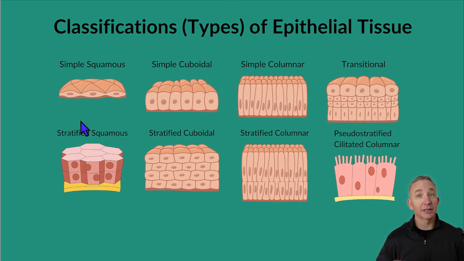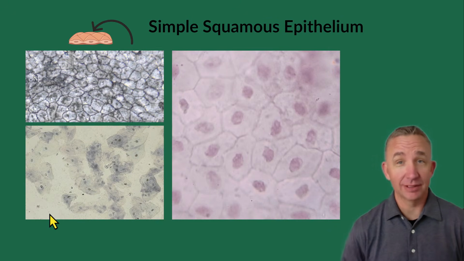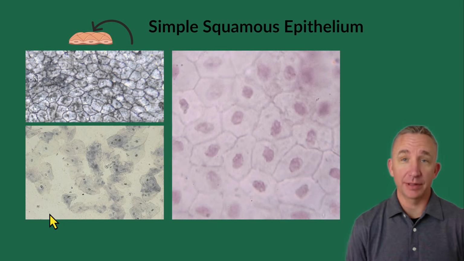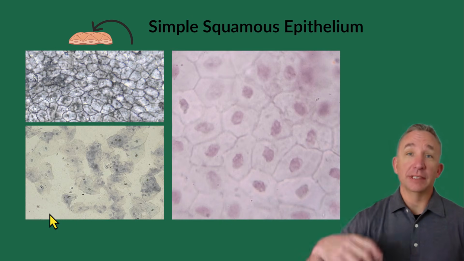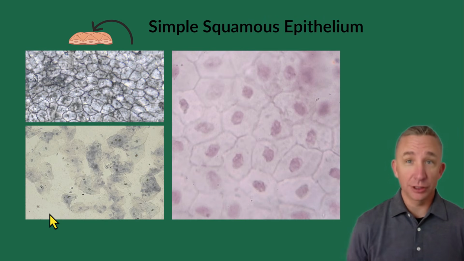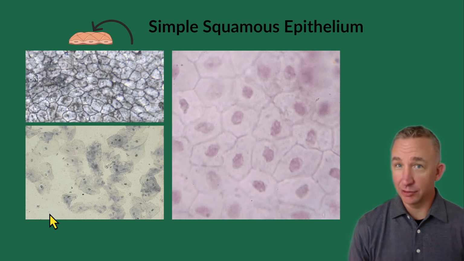Later, we'll talk about the makeup of connective, muscle, and nervous. This is simple squamous epithelium. So far in previous videos, we talked about the characteristics of epithelial tissue. We talked about the functions of epithelial tissue. We talked about how we name them based on the number of layers plus their shapes. And now that finally leads into we can study the individual types.